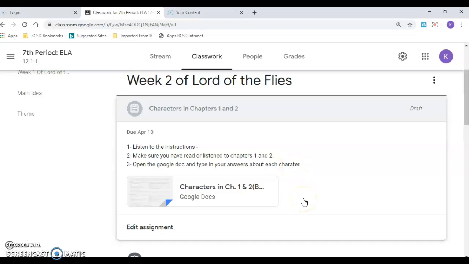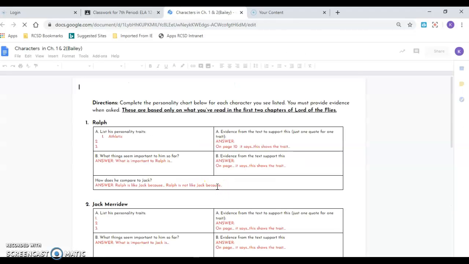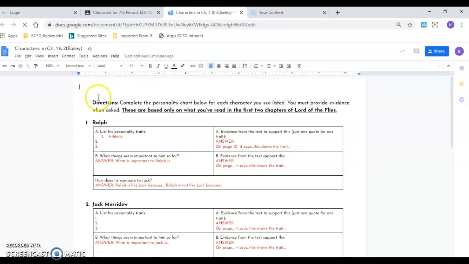Okay, so I have already listened to chapters 1 and 2, so I'm going to get started on that third thing and get working. Okay, so directions. Complete the personality chart below for each character you see listed. You must provide evidence when asked. These are based only on what you've read in the first 2 chapters of The Lord of the Flies.